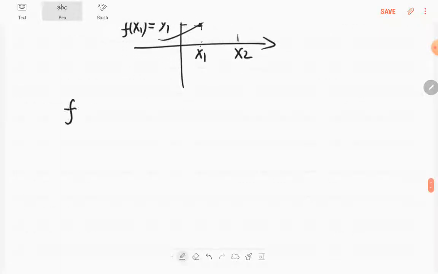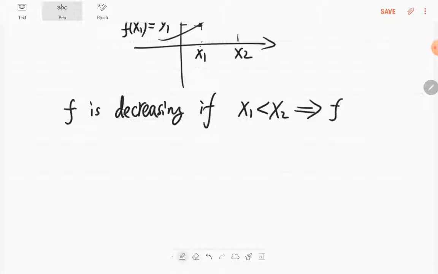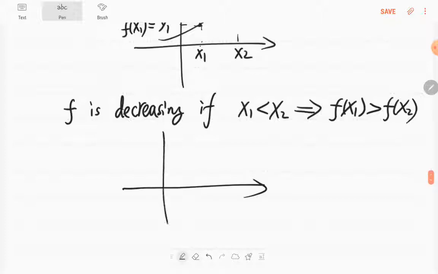And we say a function is decreasing if x1 less than x2 implies f of x1 greater than f of x2. This is called the decreasing function. This is the x1, this is x2. And here's y1, here's y2. So you can see x1 is less than x2, but y1 is greater than y2.